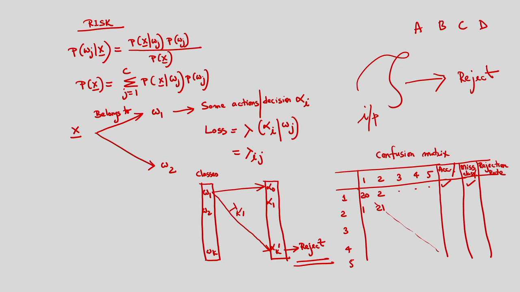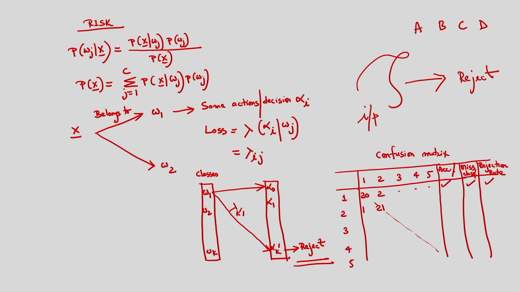So how many times is it rejected? Based on this, I can determine the rejection rate. The rejection percentage I can also determine. So from the confusion matrix, you can determine accuracy percentage, misclassification percentage, and rejection percentage. All this you can determine from the confusion matrix.